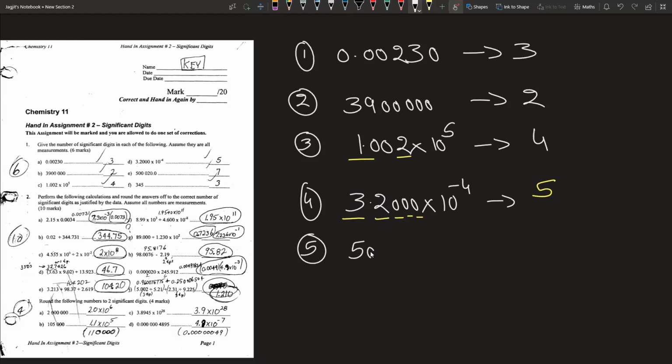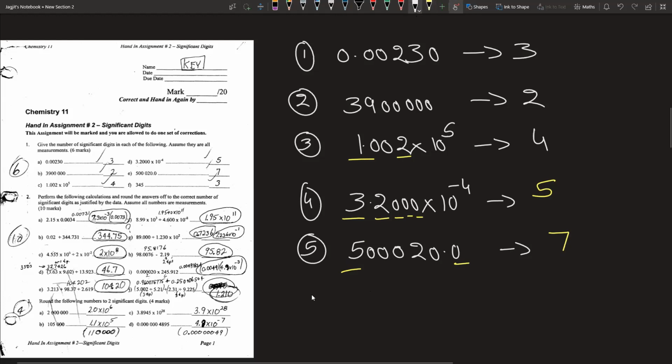Next up I have 500,020.0. How many sig figs do we have now? 5. This is a tricky one, guys. Excellent. Guys, this is the one. And you know, the 0 after the decimal is a sig fig because it has a bunch of non-zero numbers in front. So everything in between counts. 1, 2, 3, 4, 5, 6, 7. 7 sig figs.